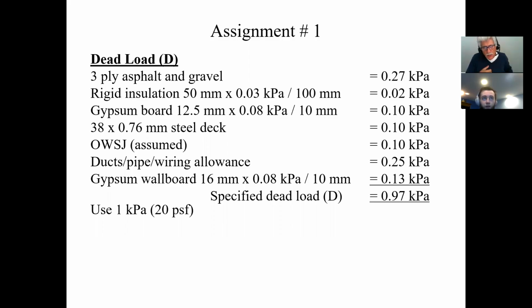Now, I just want to make one comment. I've had a couple of students, 2 to be exact, who have included here the weight of partitions. You don't apply partitions to a roof. In other words, partitions are only walls that are put on a floor plan in order to divide the space into different rooms or different areas. So you do not put any partitions in addition to what you see here.